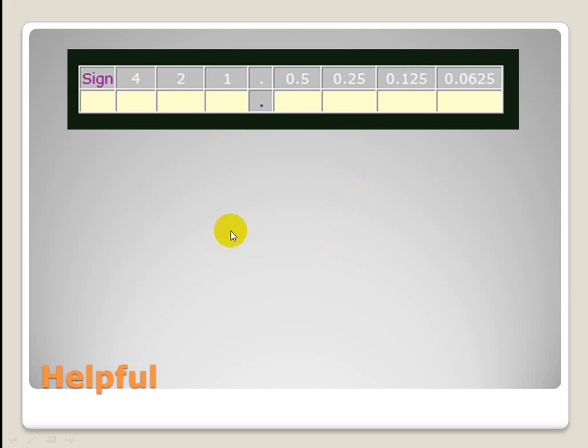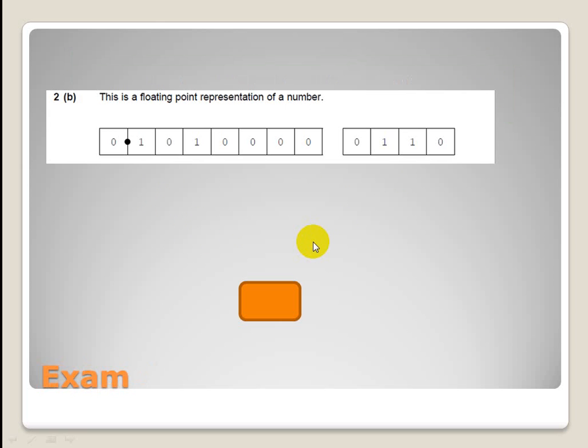That's a helpful sheet I always have to hand. I've noticed in the exam they like to push it to here sometimes. So the fractional component in that example is 0.25, but in the exam, be aware, they might throw 0.0625 at you. So this is the question from that exam. This is a floating point representation of a number. Okay, straight away, what are you going to do? What is the first step?